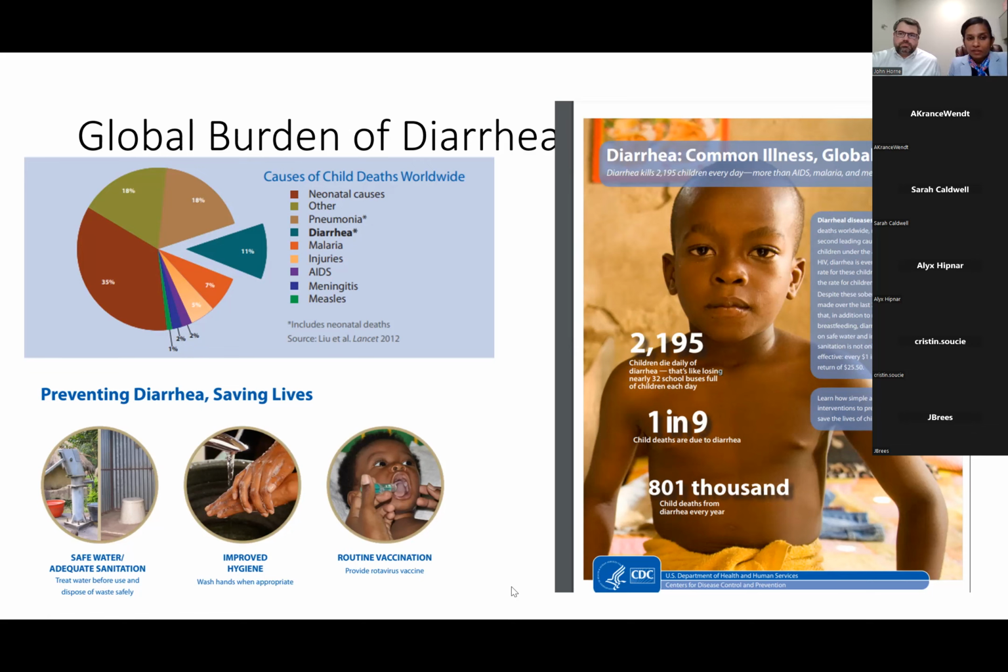And globally, one of the big things that they struggle with is safe water, hand hygiene, because they don't have clean water to do hand hygiene, and vaccination. We are much better, but we still struggle here. So, next slide.